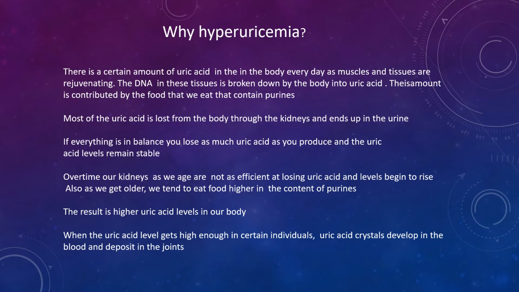If everything's in balance, you lose as much uric acid as you produce and the uric acid levels become stable. Over time, our kidneys as we age are not as efficient at losing uric acid and levels begin to rise. As we get older, we tend to eat more food higher in content of purines. The end result is higher uric acid levels in our body.